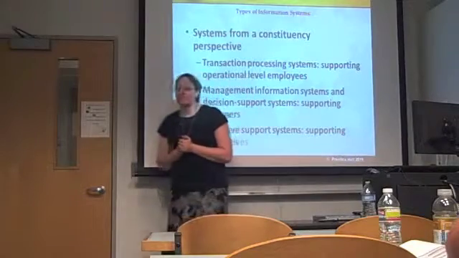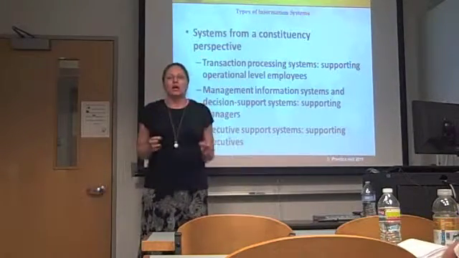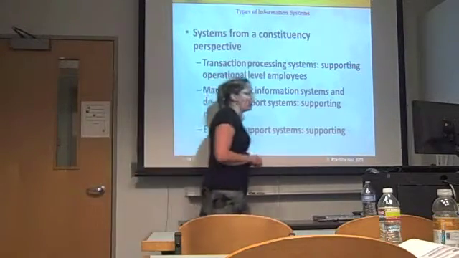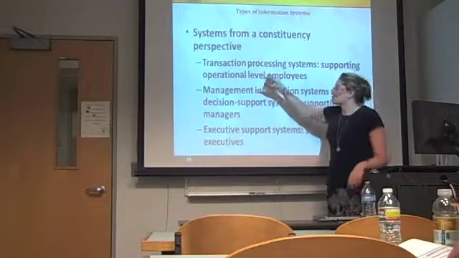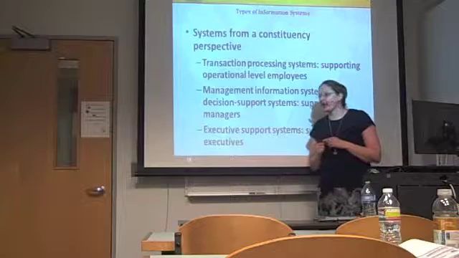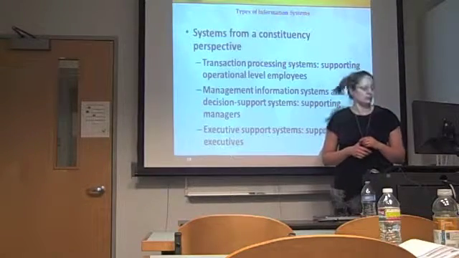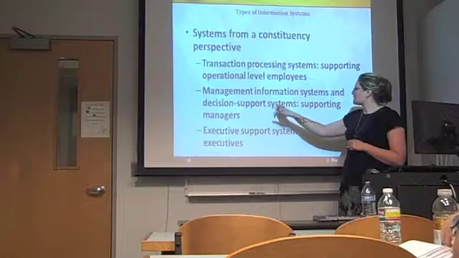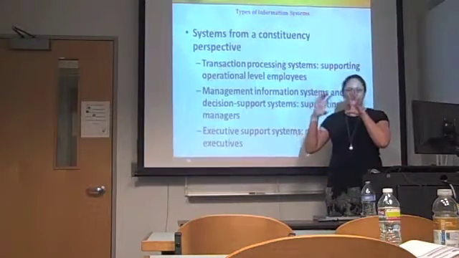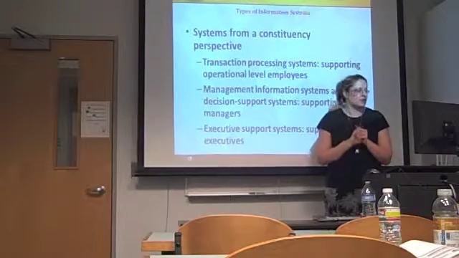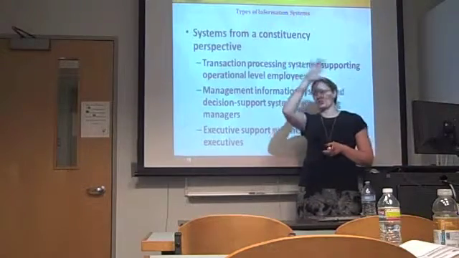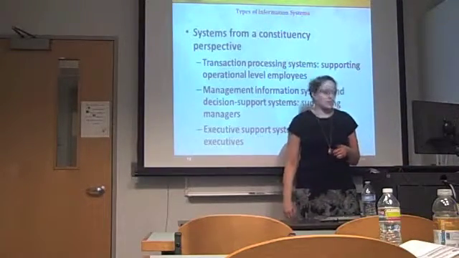And you can look at some of these systems from the different constituencies within a particular organization, okay? A lot of the time, your transaction processing systems, or TPS, support the work of your operations level employees, okay? Management information systems and DSS, right? Those both support your middle management level. And then, of course, executive support systems, or ESS, support the strategic or executive level of the organization.